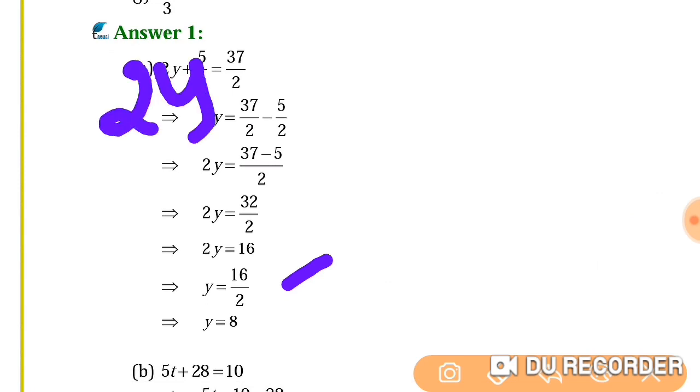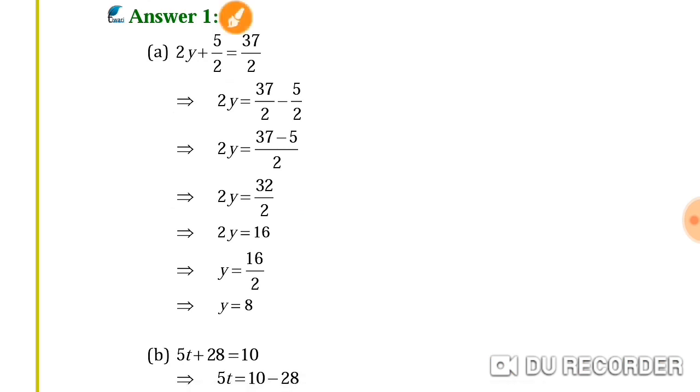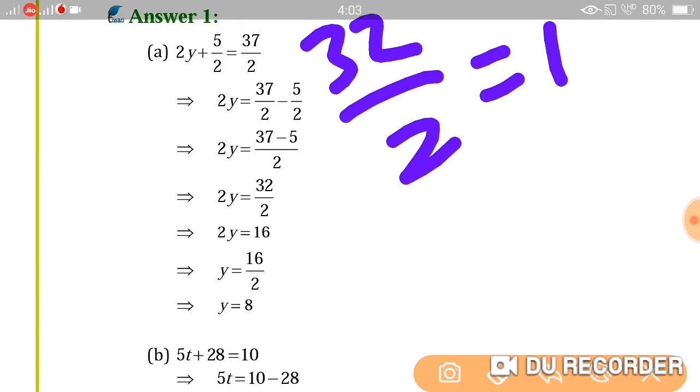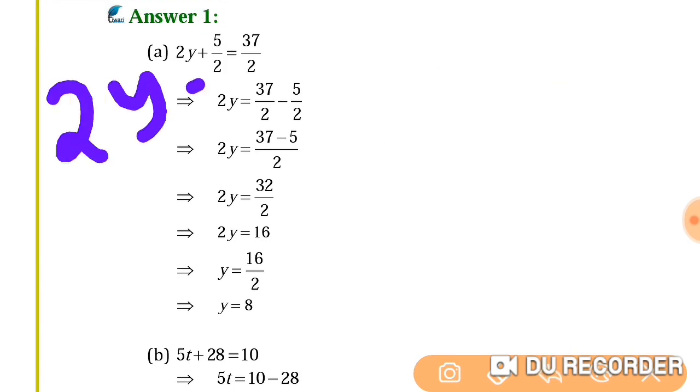So y is equal to, or you can write it like this also. First we have to divide 32 by 2. So 32 divided by 2 is 16. So 2y is equal to 16.